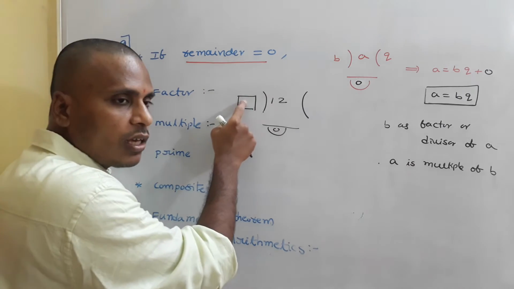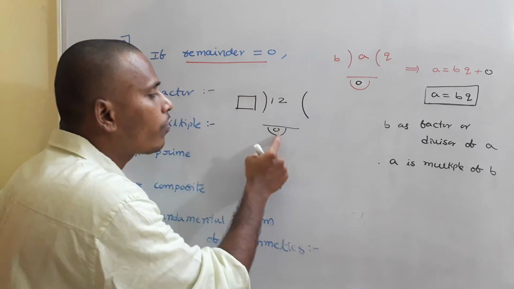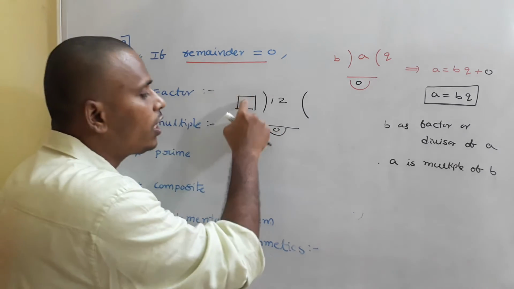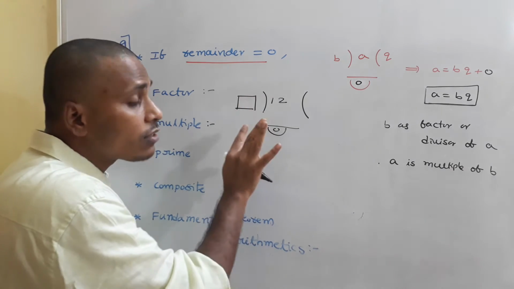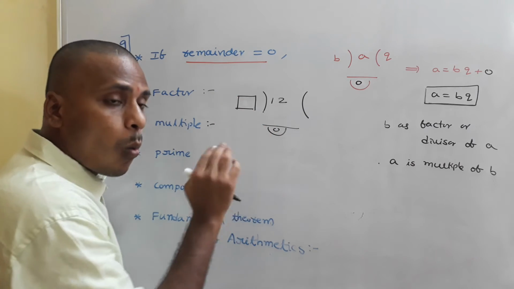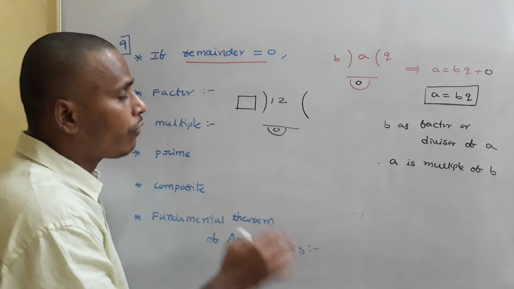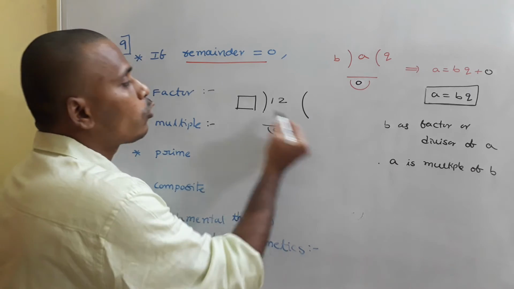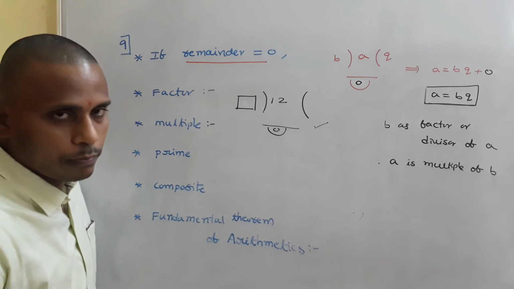If you take 1 here, you are left with remainder 0. If you take 2, remainder 0. If you take 3, remainder 0. If you take 4, remainder 0. If you take 5, the remainder is not 0, so 5 is not a factor of 12. 1 is a factor, 2 is a factor, 3 is a factor, 4 is a factor, but 5 is not a factor. So to find the factors of a given number, we follow this particular divisor.